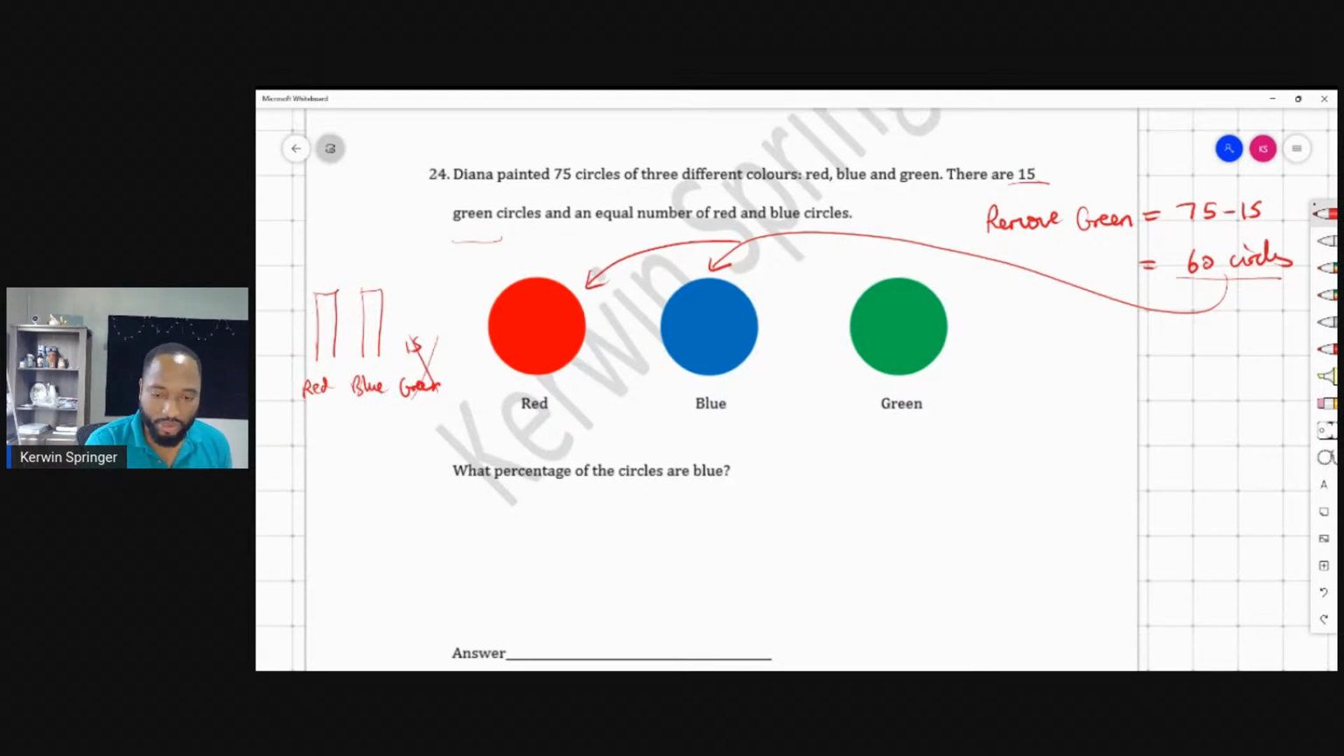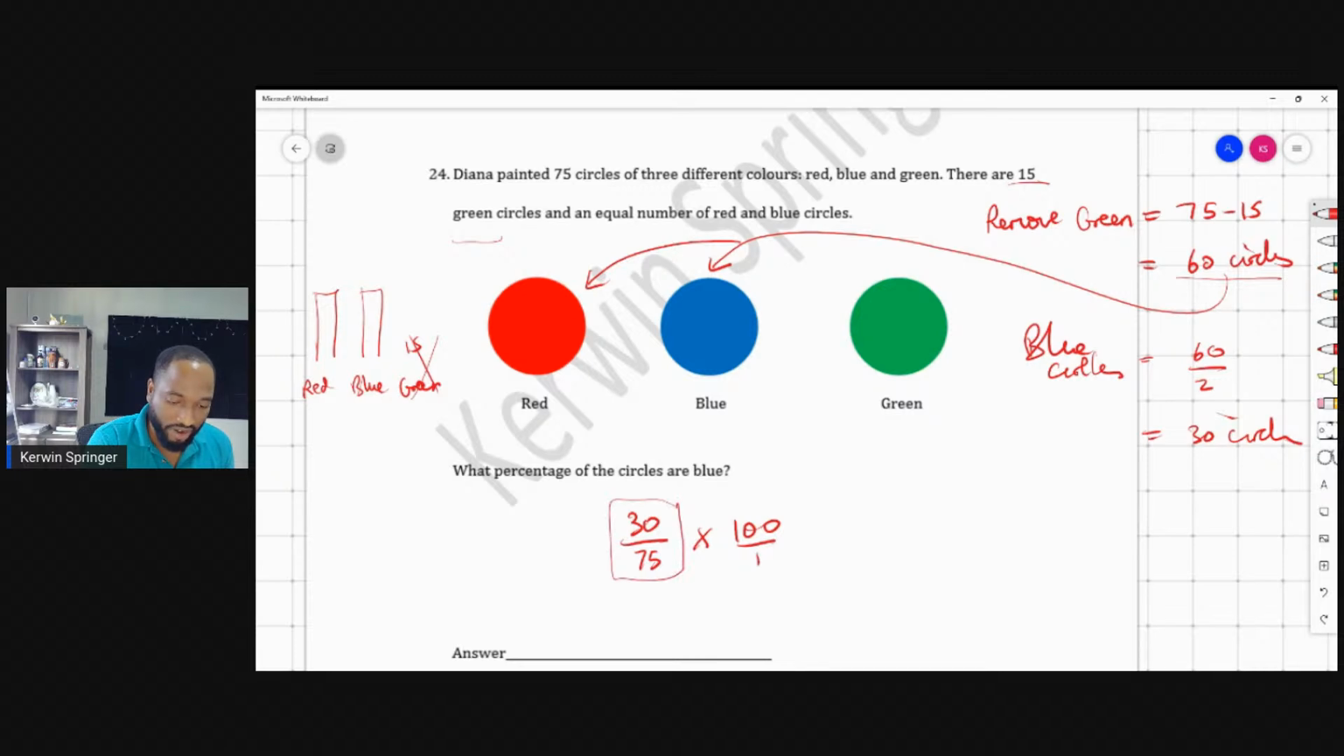So to find how many blue, I divide this by 2. Since I have 2 equal parts now, blue circles would be equal to 60 divided by 2, which is 30 circles. What's the question? What percentage of the circles are blue? So 30 over 75 multiplied by 100 over 1. That's how you find percentage. You represent the fraction, how much over the total, multiplied by 100 over 1, because we're doing percentages.